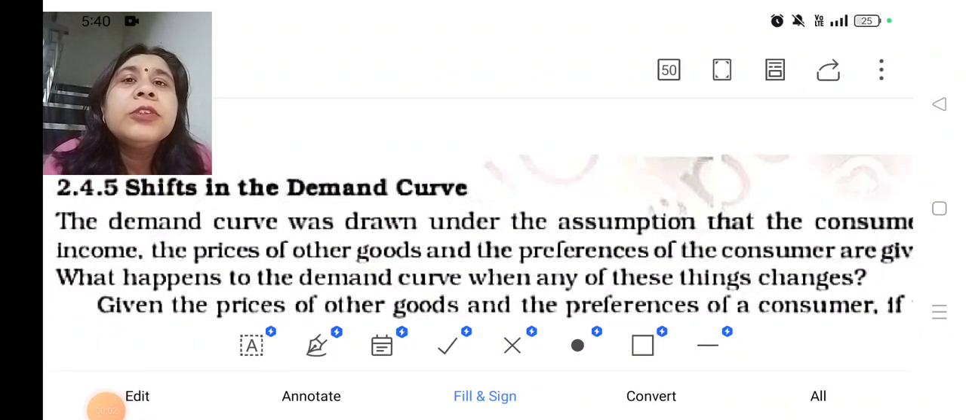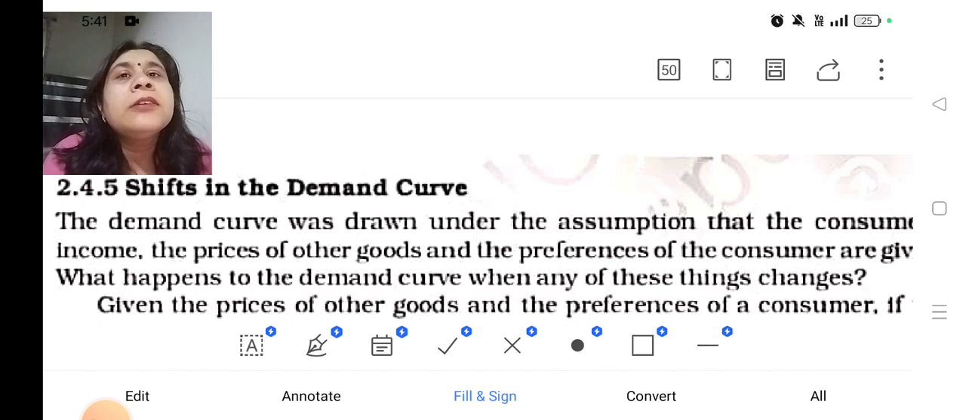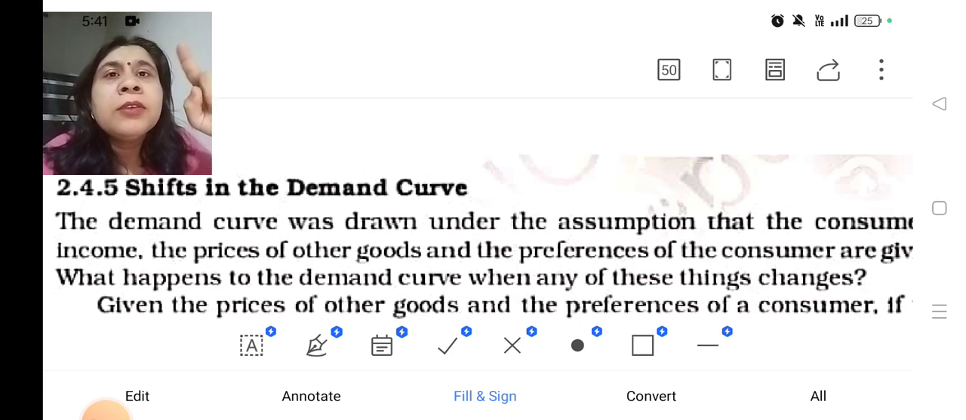Good morning, dear students. In our previous lectures, we learned about the law of demand, which specifies that there is an inverse relationship between the price and the quantity demanded. If the price rises high, quantity demanded will come down. If price declines, quantity demanded will go up.